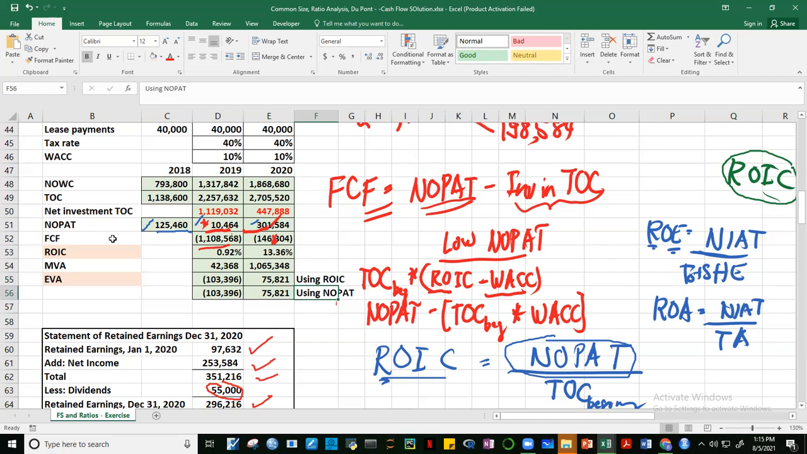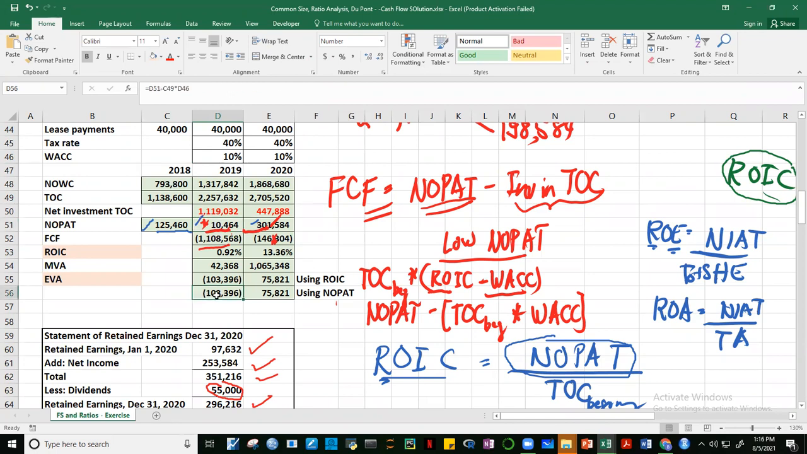Pinagamit tayo ng capital. In 2019, ang beginning capital natin is 1.13 million, 1.14 million. Kaso guys, because of opportunity cost, hindi free yan. So we will have to charge management with the use of this capital at the WACC, at 10%. So 10% yung ginagamit natin to compute for the capital charge. Okay? So ang tanong, sufficient ba yung NOPAT natin para ma-cover yung capital charge?